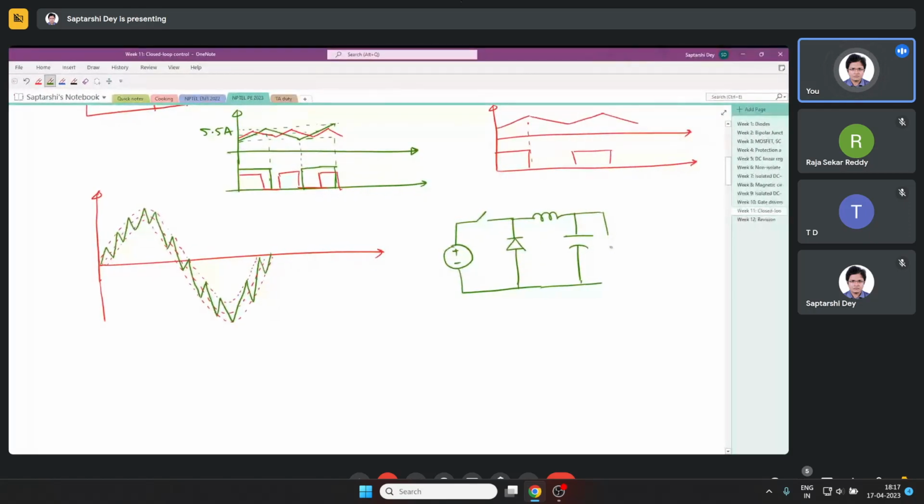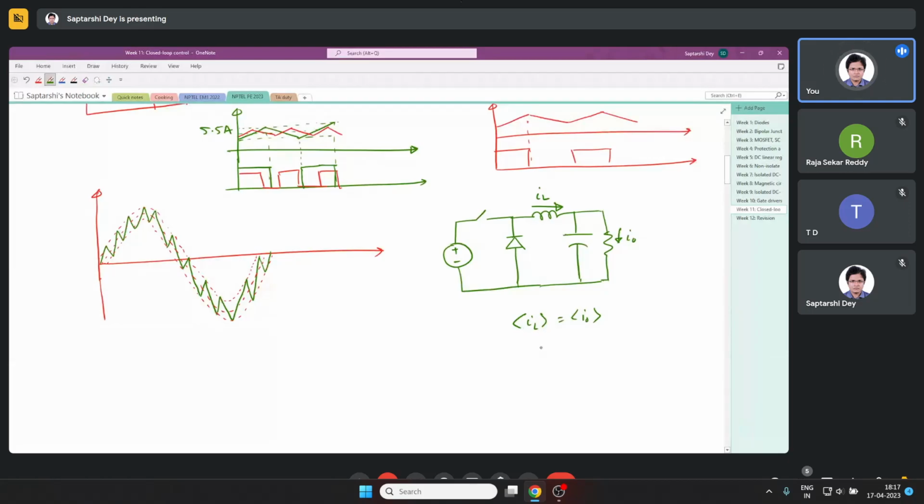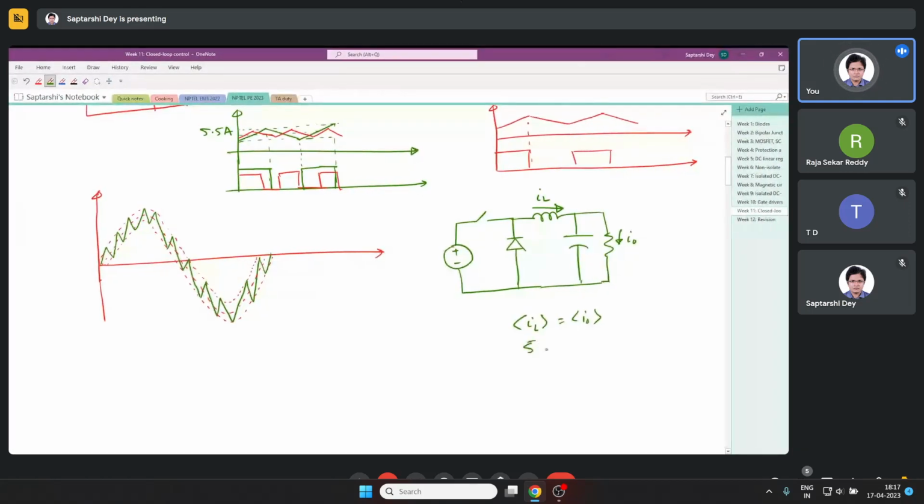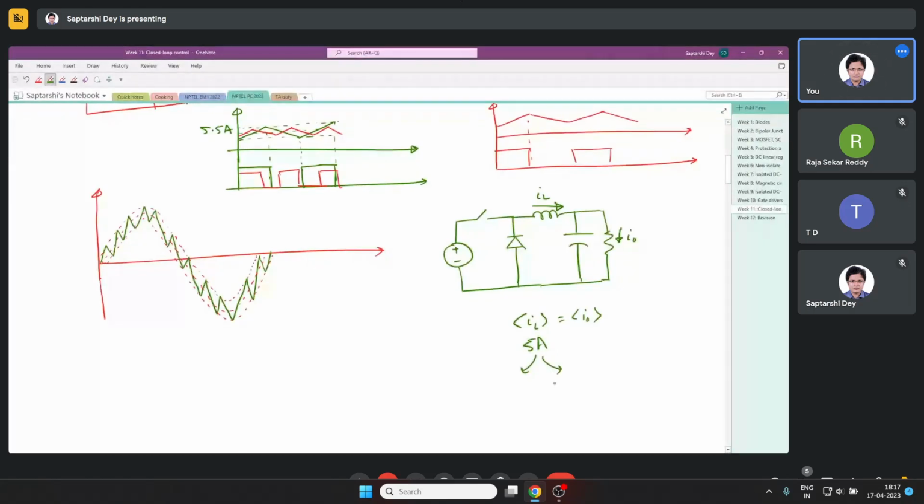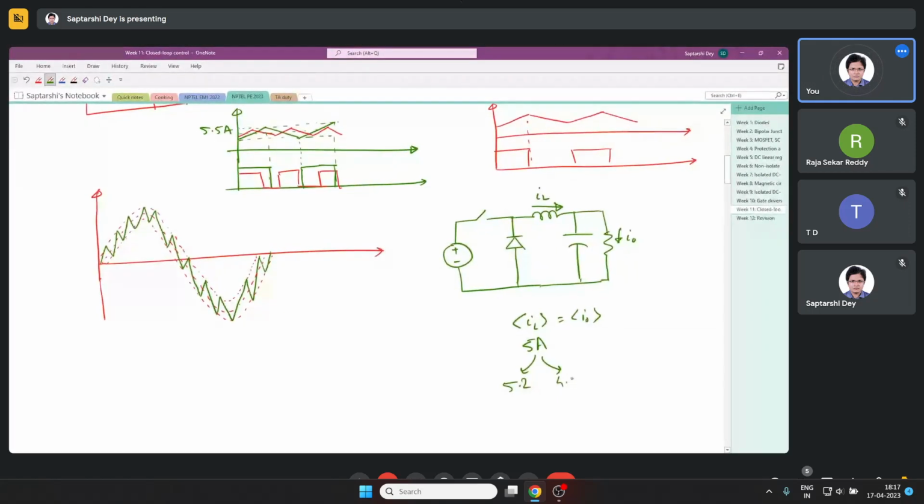So say for a buck converter, this is the inductor current IL and this is the output current IO, then average of IL is average of IO. So basically what you can do is, say if you want a 5 ampere current, you can simply have a band of say 5.2 ampere, 4.8 ampere. So if you do that, you will get an average 5 ampere current output at the load. So in this way you can make a constant current source.